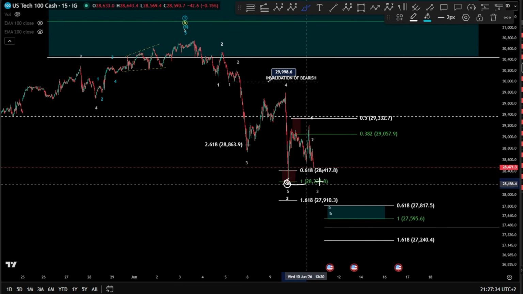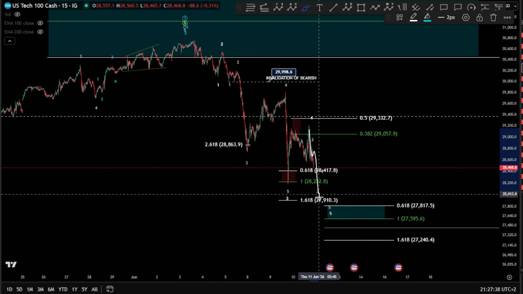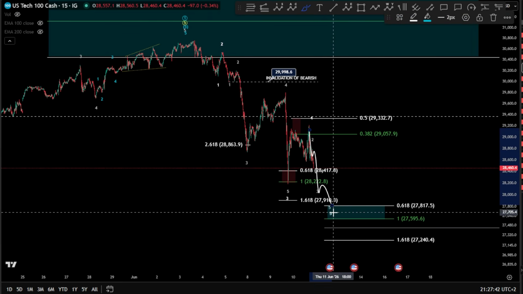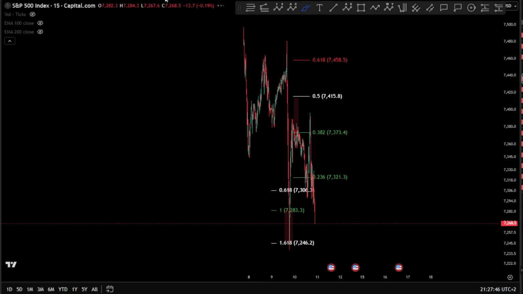Don't forget, taking the low is more than enough, but obviously things are looking aggressive. So I'm expecting a much higher probability for an impulse rather than an ending diagonal. Yep, so this is regarding Nasdaq.